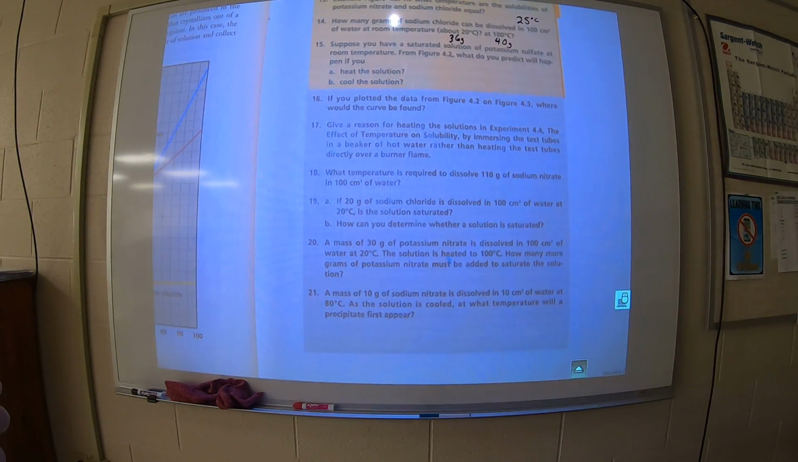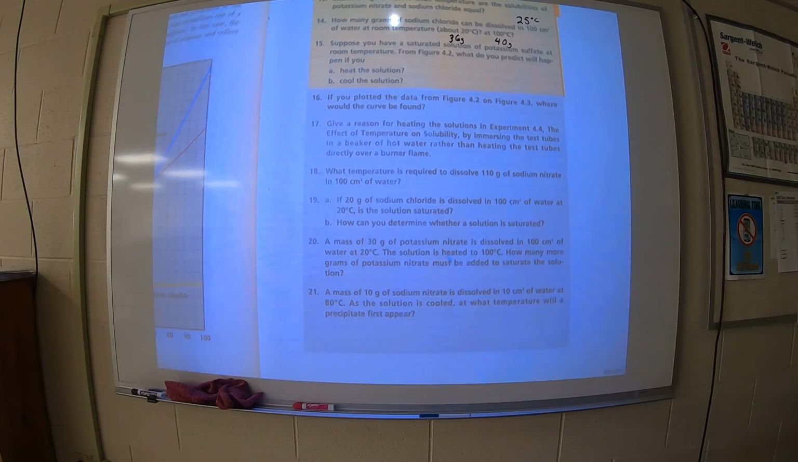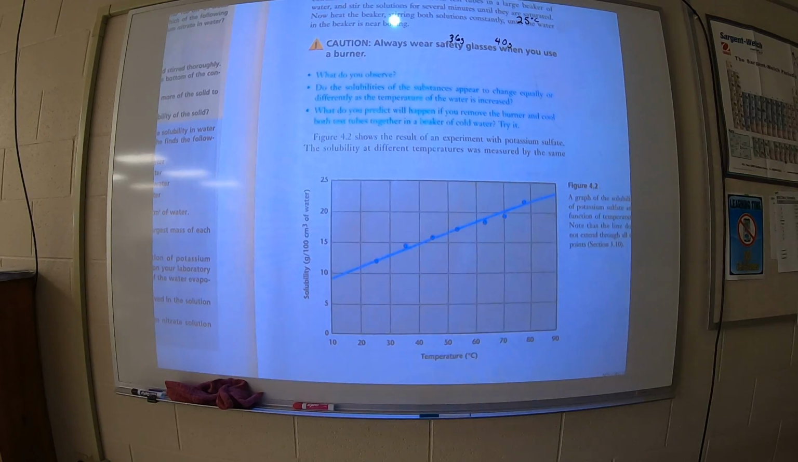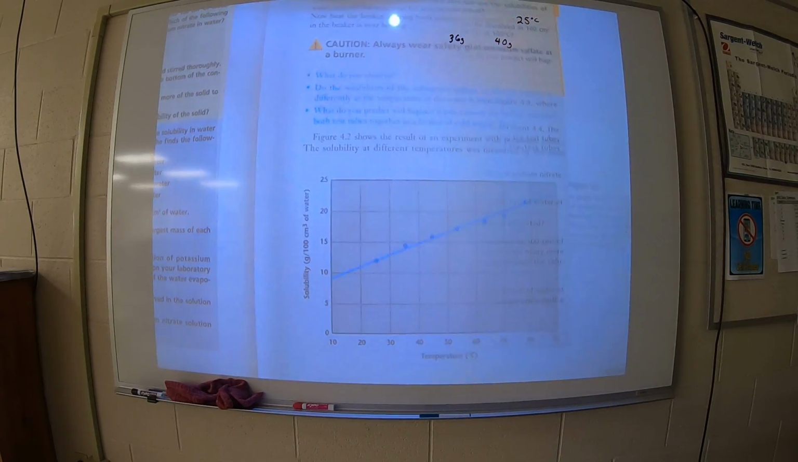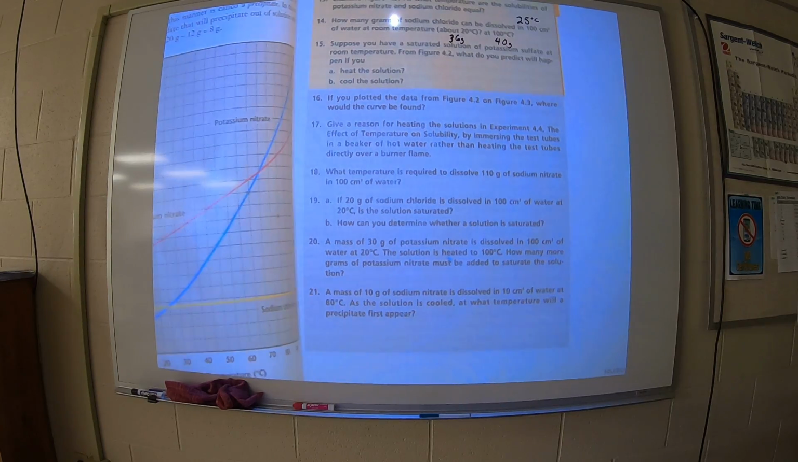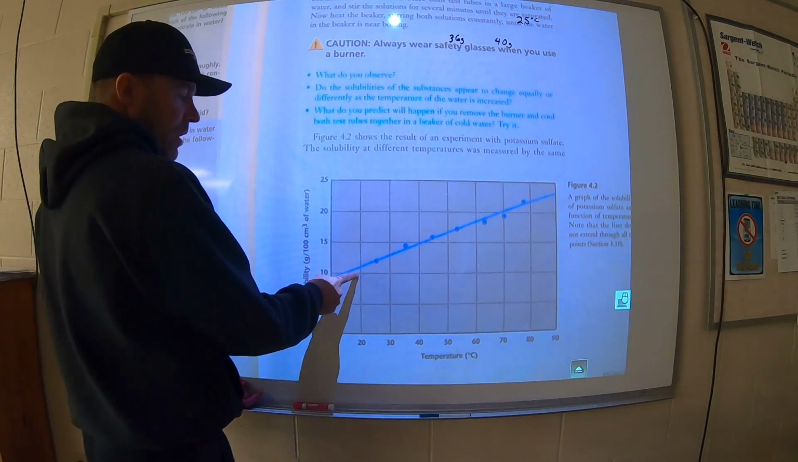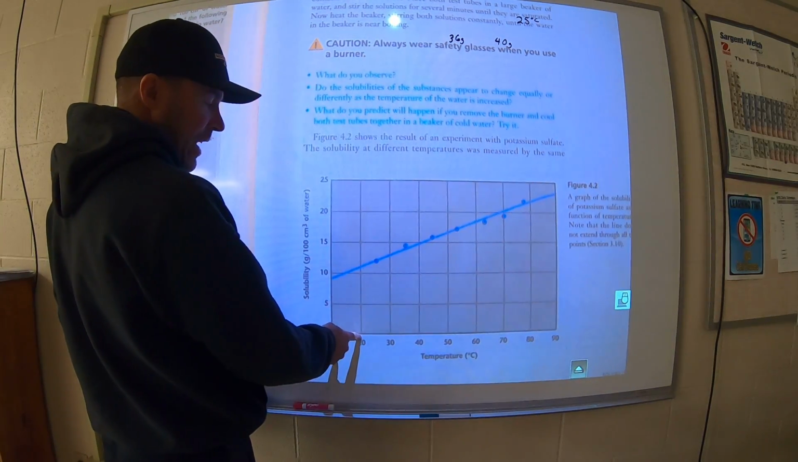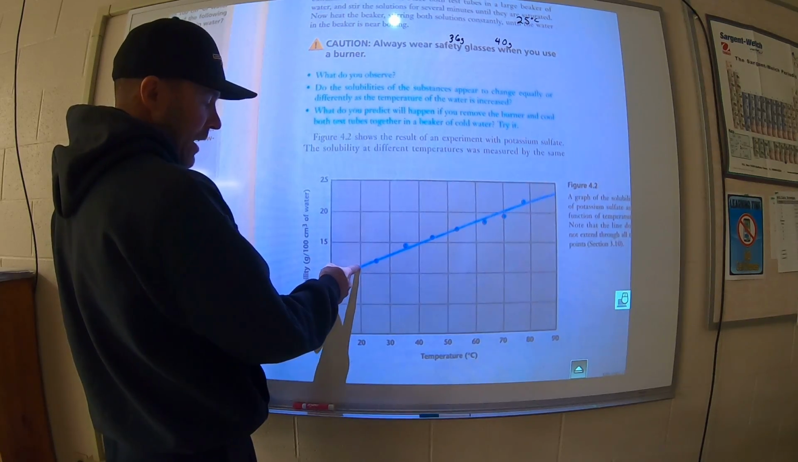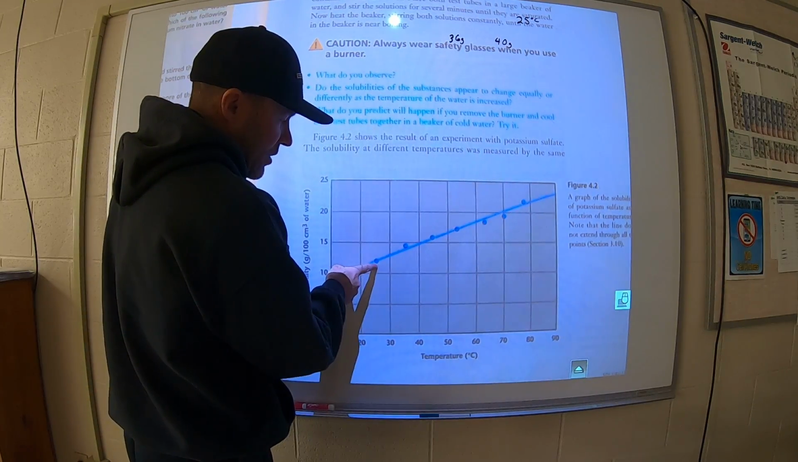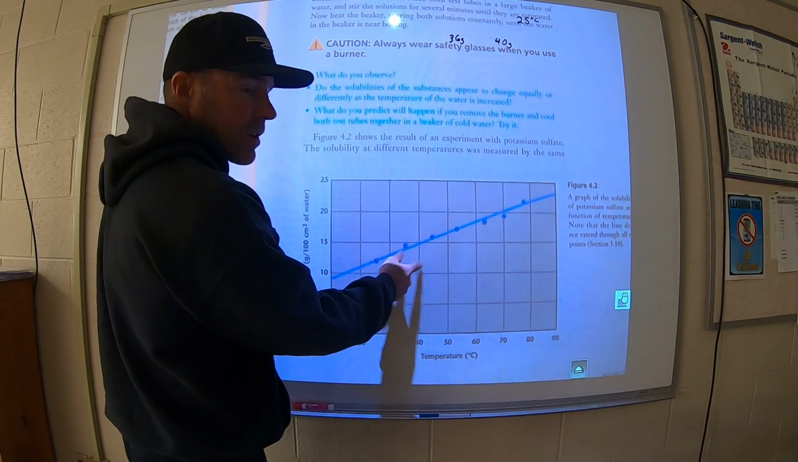Number 15, suppose you have a saturated solution of potassium sulfate at room temperature from figure 4.2. What do you predict will happen if you heat the solution? So this is figure 4.2 right here. If it's saturated at room temperature, which is 20 degrees, and if we heat it up, let's say you've got exactly 100 grams, that means you've got 11 grams in 100 cubic centimeters of water. If we heat it up, the solubility becomes greater than that. And so it becomes unsaturated.